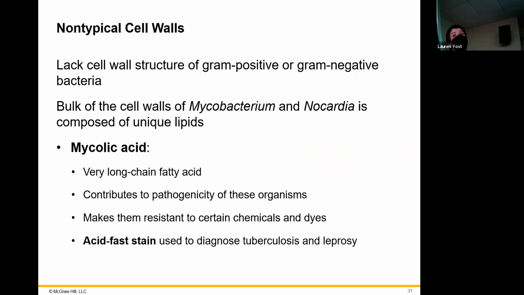All right, moving on to non-typical cell walls. Some bacteria have weird cell walls, and some of them don't have a cell wall. So we'll talk about the major group of the weird first, and then the ones that don't have a cell wall next. So this first group is the group that has mycolic acid on the cell wall.